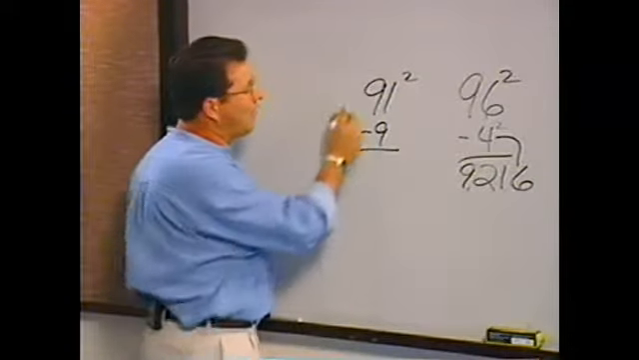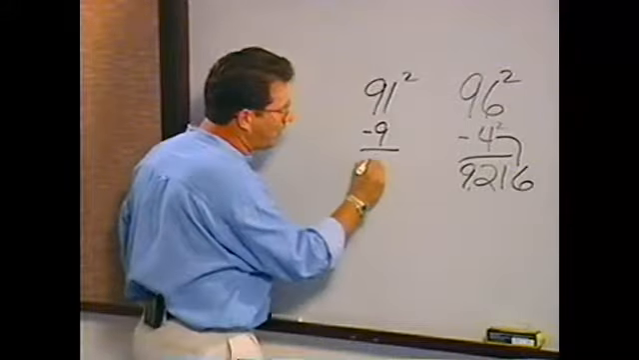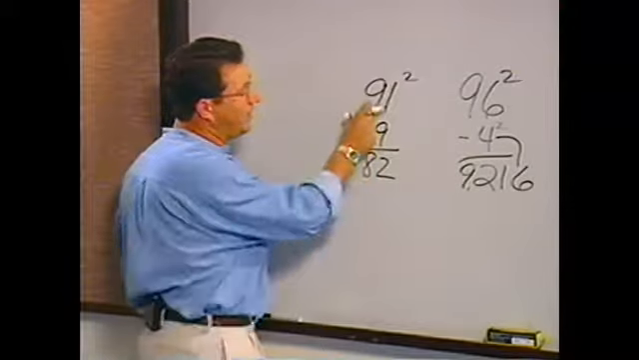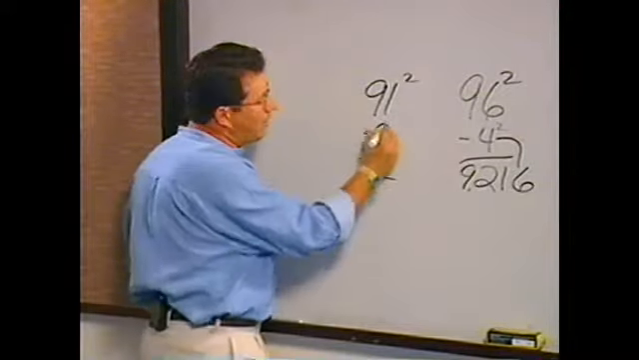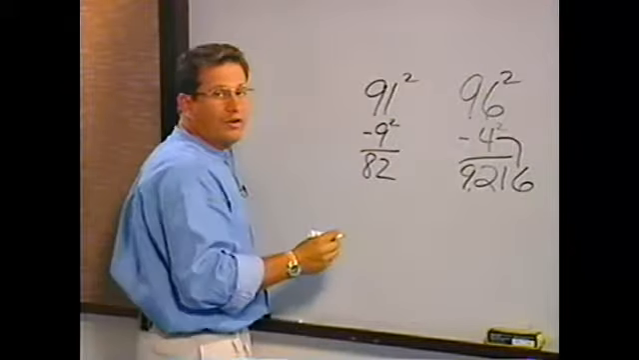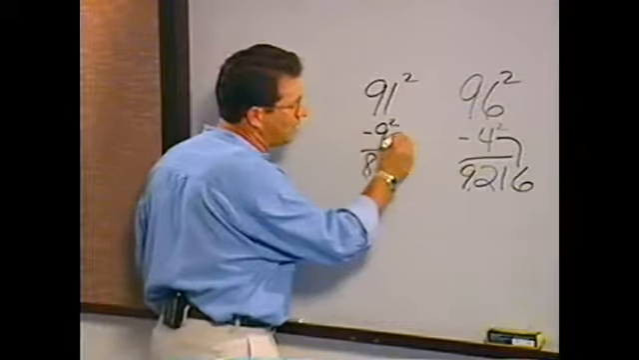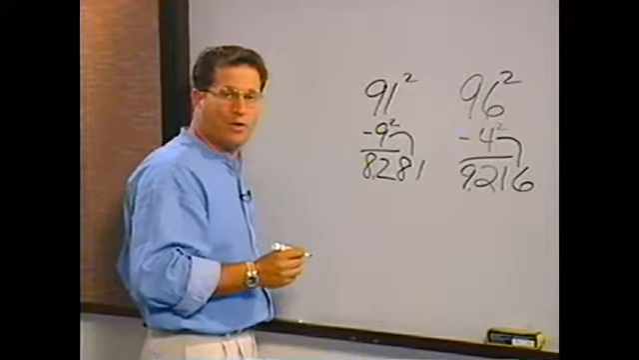If you have trouble with that, do 91 minus 10 and then add 1. And either way, you'll come up with 82. That's the first two digits in the answer to 91 times 91. To get the last part, what do you do? You're going to square the number in the middle. What's 9 squared? 9 times 9 is 81. And drop that behind the 82, and your answer is 8,281.